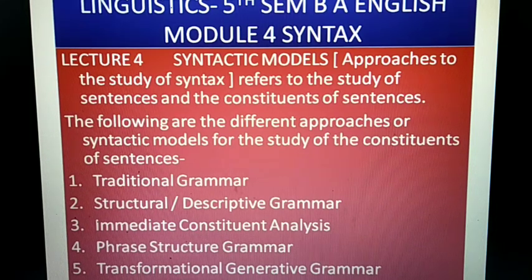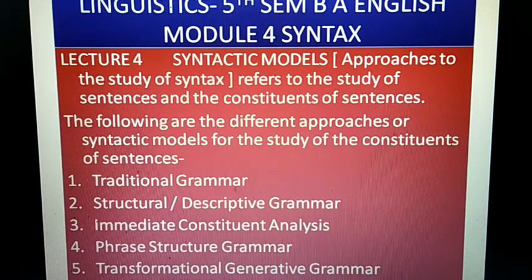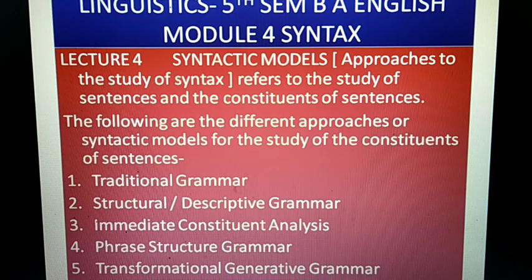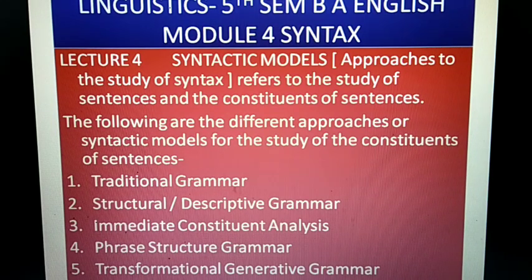is made of. And remember, there are different approaches or different models for the study of the constituents of the sentences. There are so many models, and all this can be generally called grammar. This is the study of language. This is the study of, of course, the rules and conventions of a language, and it can be called grammar. But this is, of course, what we mean by syntax, or, of course, this is one of the branches of linguistics.